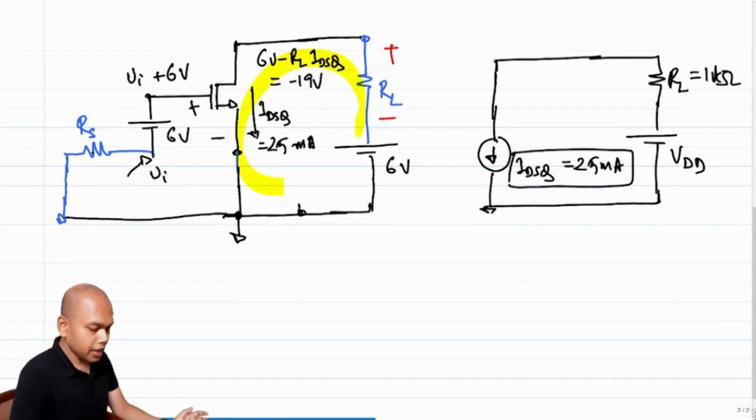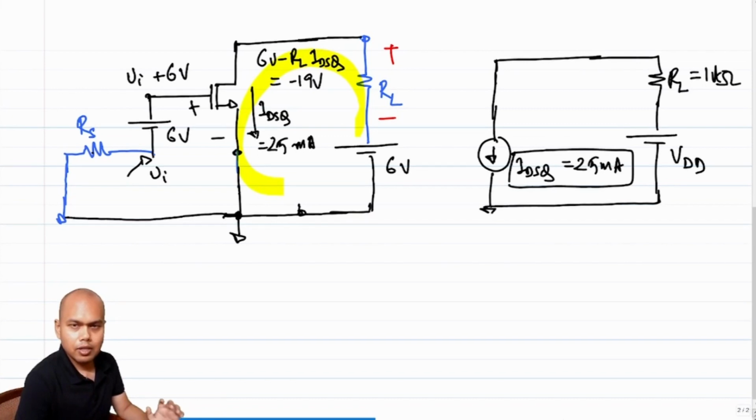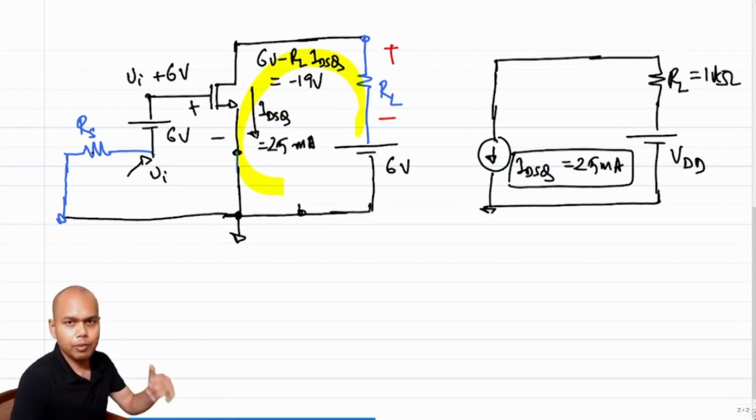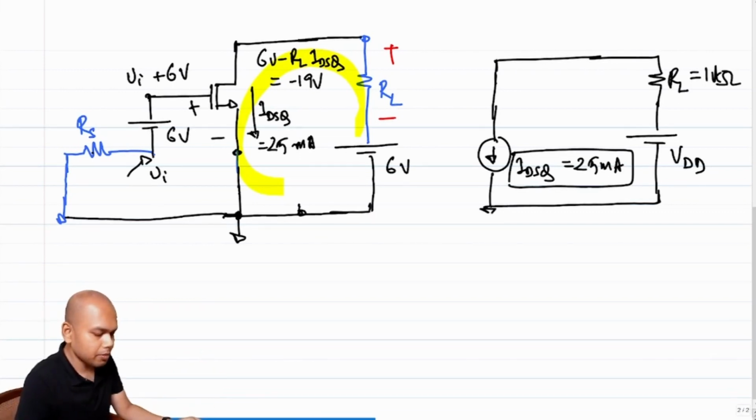When I say it cannot be changed, what I essentially mean is that this has been fixed by a specification, right? We came to this IDSQ not just by fluke. It came from a top level requirement, right? We started off with a gain of 10 across a resistance of RL. We know the gain is GM times RL, which means if RL is 1 kilo ohm, GM has to be 10 millisiemens.